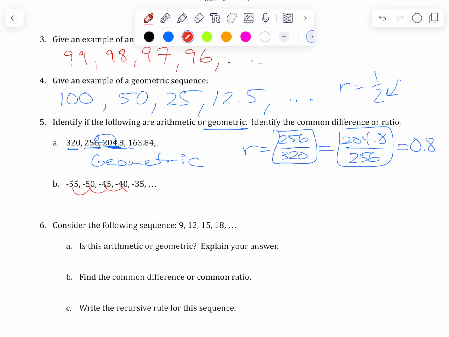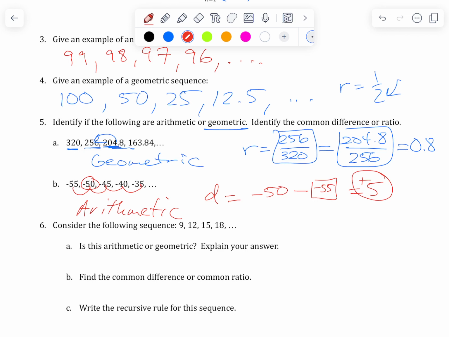This one, every time, it's actually going up by 5. So this is arithmetic. And to figure this out, this is called a common difference. That's what we say with arithmetic. You just take a number and then subtract the number that came right before it. So what came in front of negative 50? Negative 55. So minus a negative makes a plus. So you see that it is positive 5 that it's going up by each time.